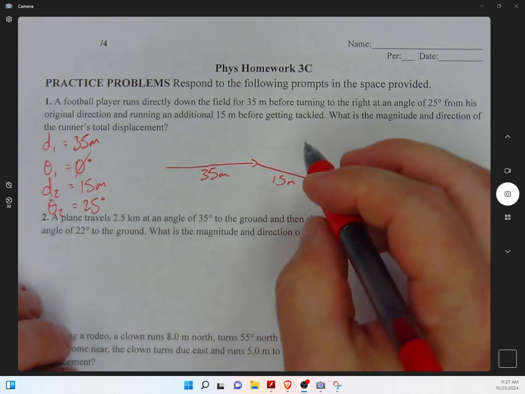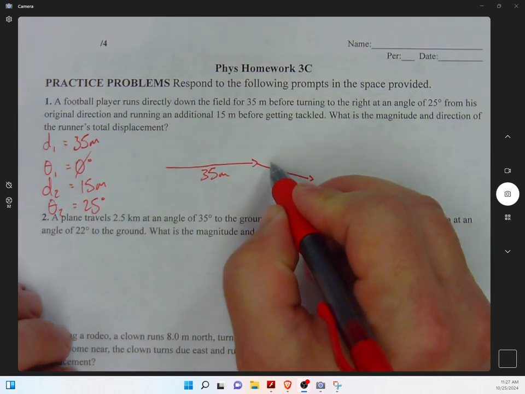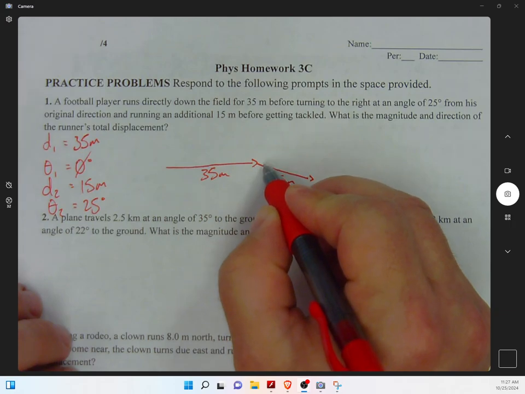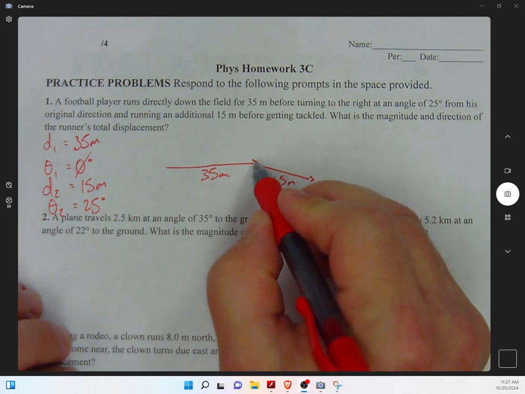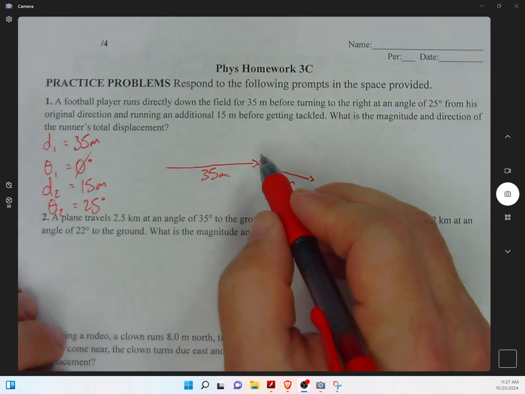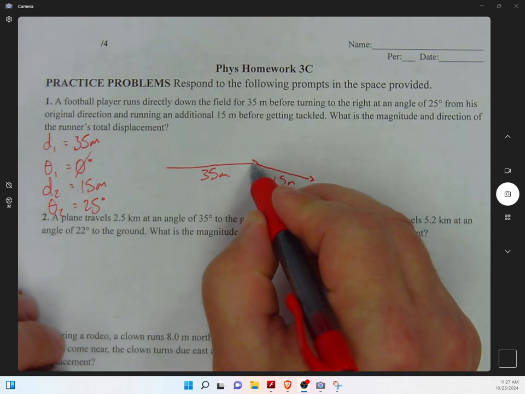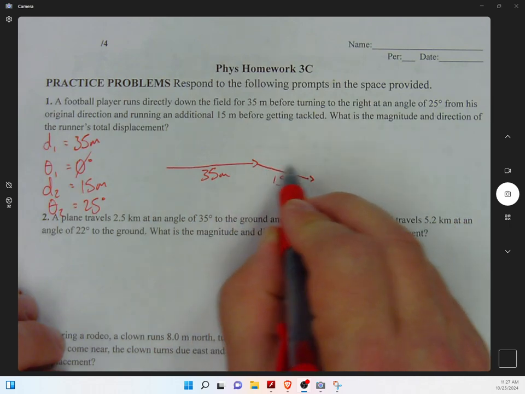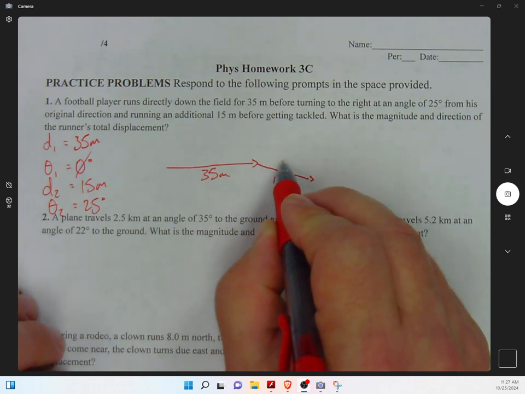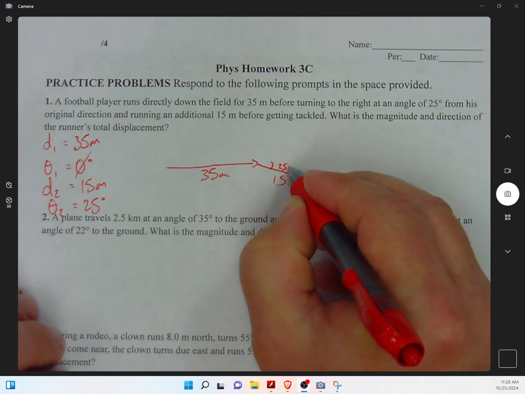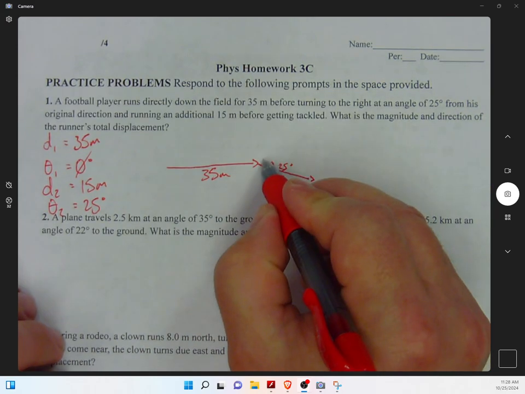Now, which angle is 25 degrees? This one or this one? The first one, the top one. Okay? Because the original direction is our point of reference. And so when we move 25 degrees, we have to kind of pretend that he's going to continue. And then from that original direction, we would move 25 degrees. So this is going to be my angle of 25 degrees.